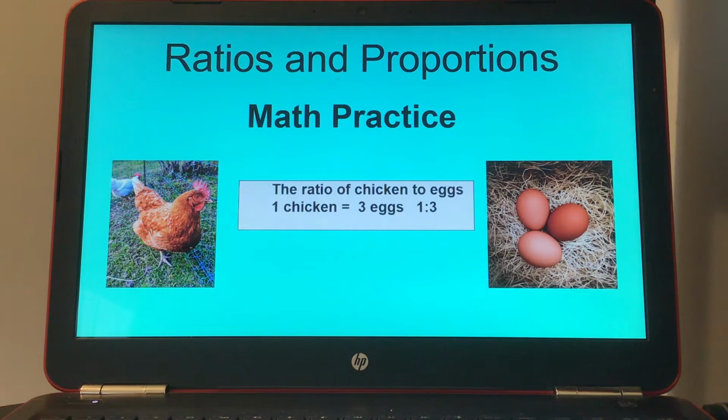Okay, today our lesson is on ratios and proportions. We're going to do some math practice. The ratio of chicken to eggs is 1 chicken equals 3 eggs, so 1 to 3.